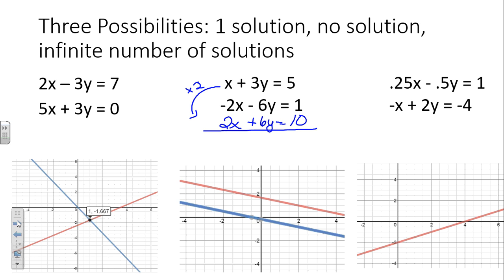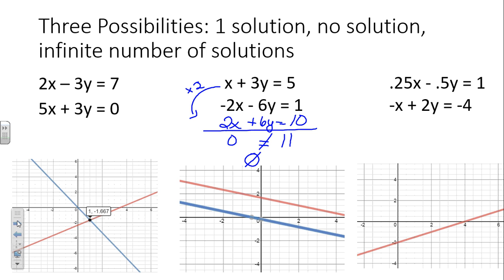When I add these two together, I get 0x plus 0y equals 11. Is that a true statement? No. So since it's a false statement, we know that these two are never, ever going to intersect. So there is no solution to that problem because the lines are parallel. Okay, never going to happen. 0 does not equal 11. That's your indication you got this special case.